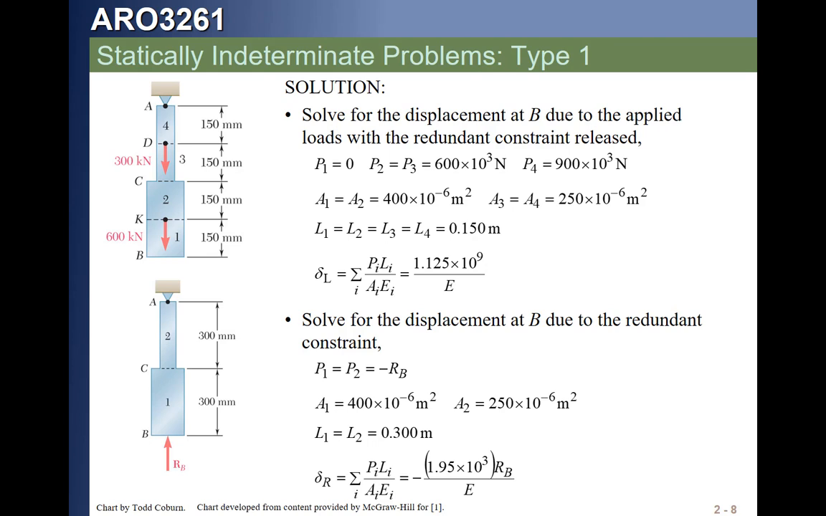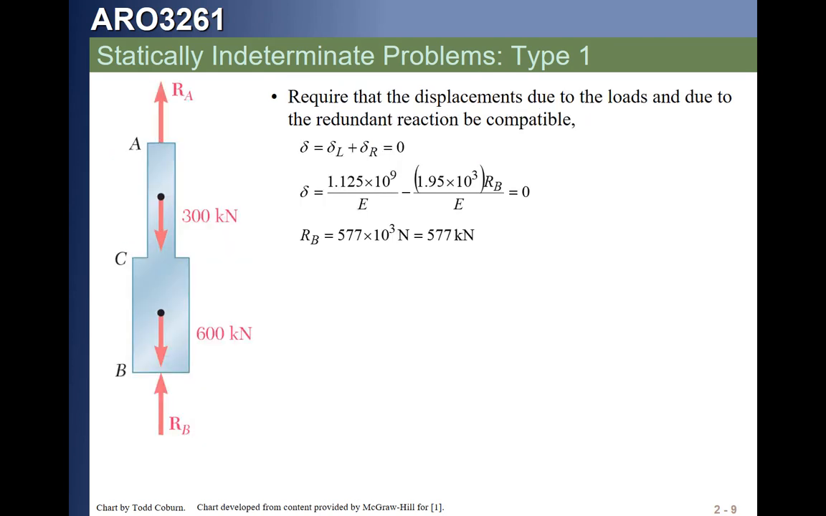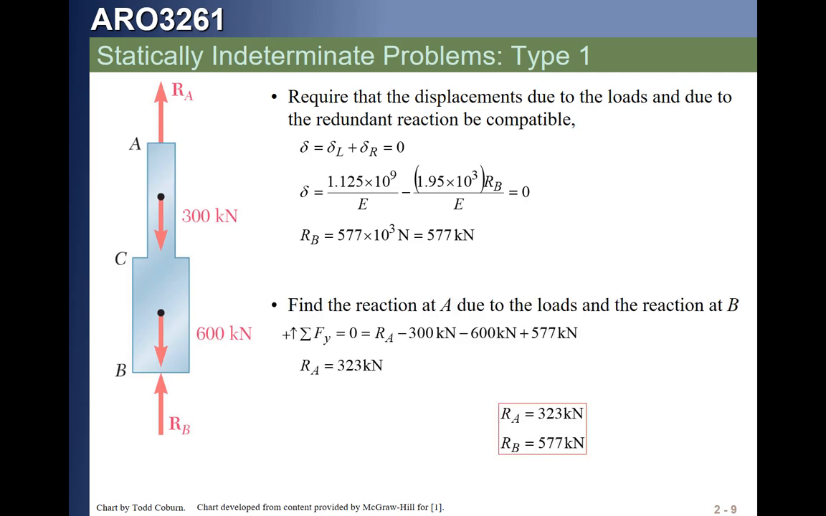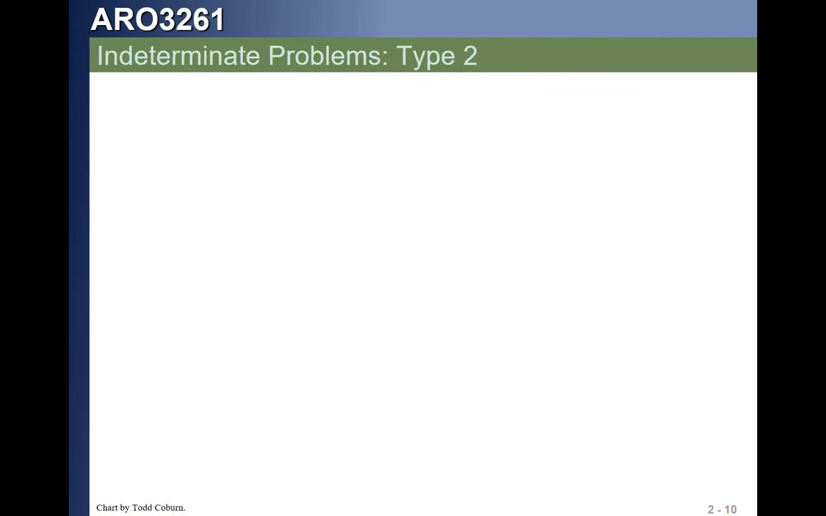under the action of RB. We then apply the two reactions, sum them together, and set that equal to 0. We then can calculate what the reaction is, and once we have the reaction, we can go and calculate how much force is in each piece. Got it? Makes sense? Okay.